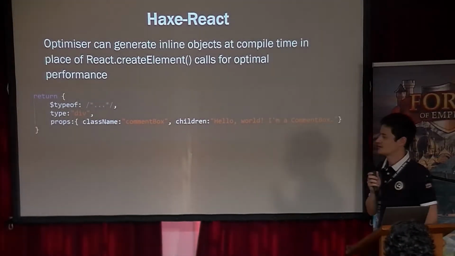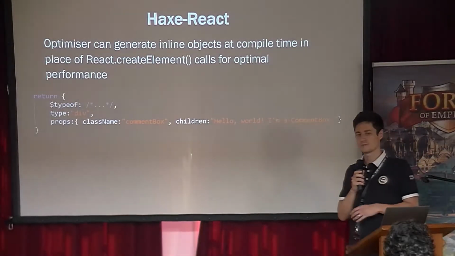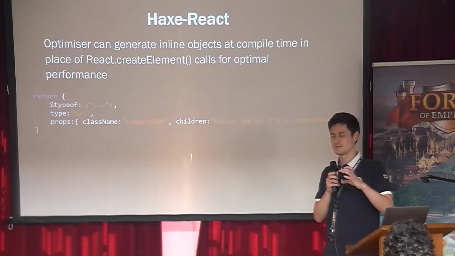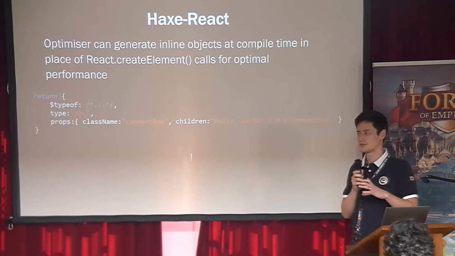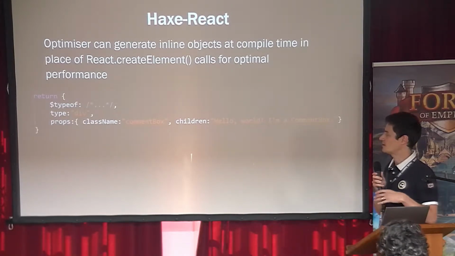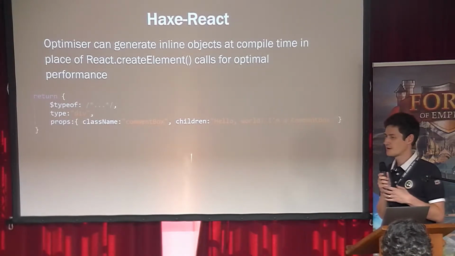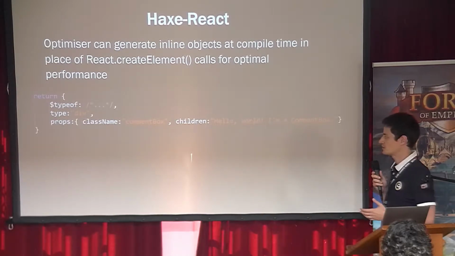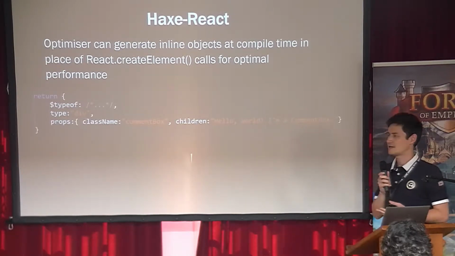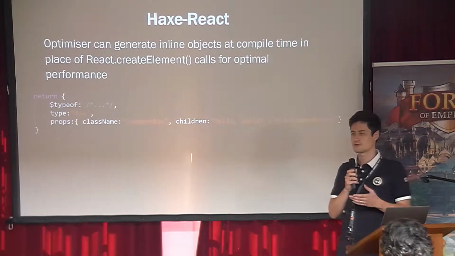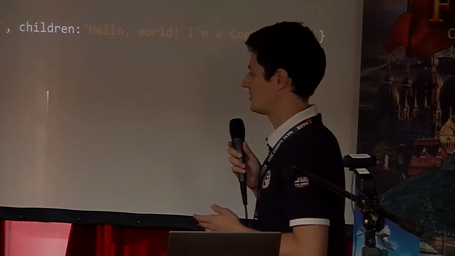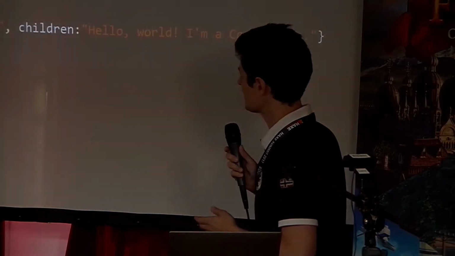I told you that React.createElement creates a bit of JavaScript code, a bit of a JavaScript object, and the haxe-react macro is able to generate literally this JSON object statically without going through a function call, which is better than what you can obtain in JavaScript. That's for release mode.